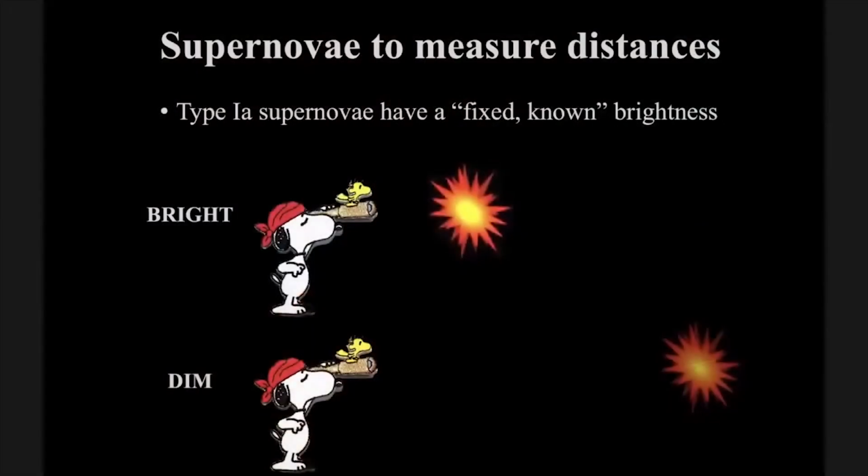Now, how are supernova explosions used to do this? Well, it turns out that there's a certain type of supernova explosion called a type 1a supernova. And these are really, really useful because they have a fixed known brightness. You might have a supernova explode over here or somewhere else in the sky. They all emit the same amount of light.